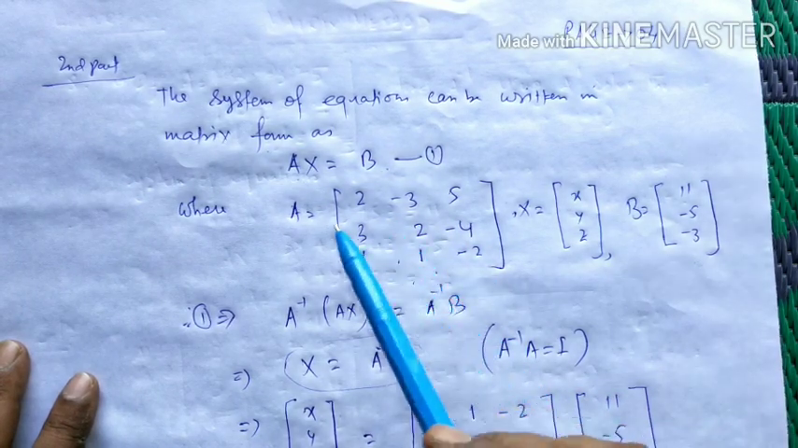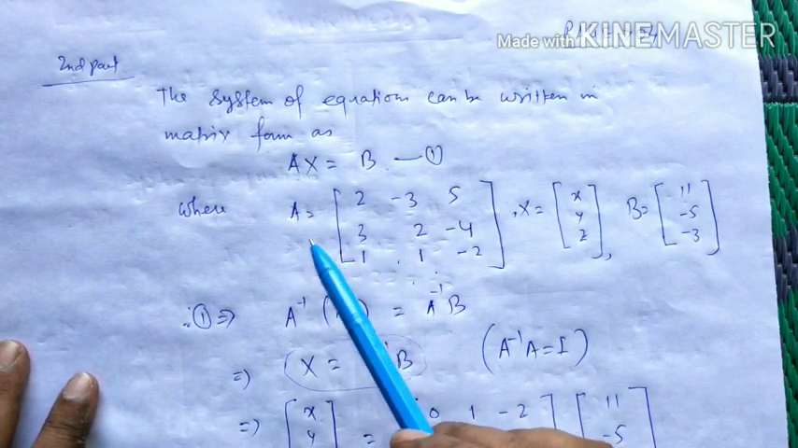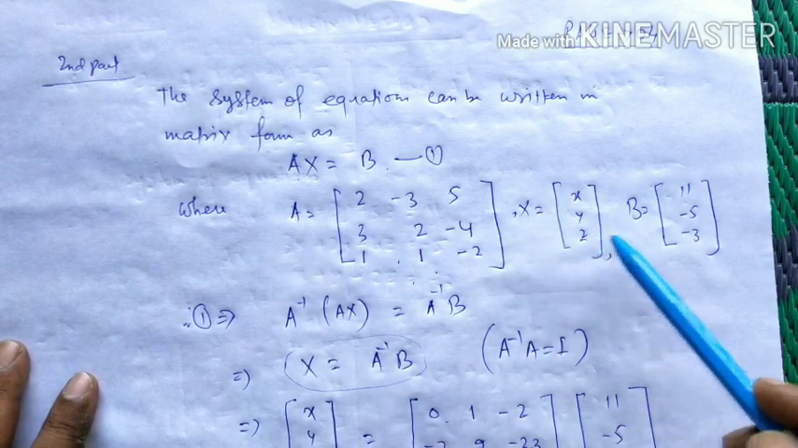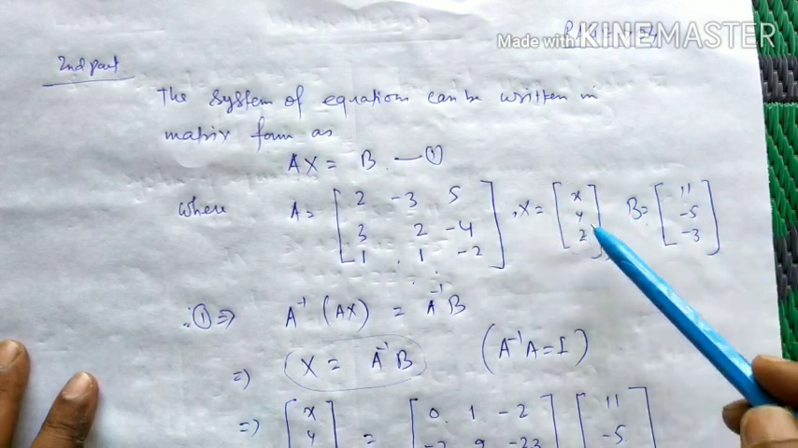This matrix and the given matrix A in your question are both the same. You compare this, both are same. That's why I am naming it again A. x is equal to x, y, z, b is equal to 11, minus 5, 3, minus 3. Okay, this is the column matrix, this is the solution matrix, it is also a column matrix.